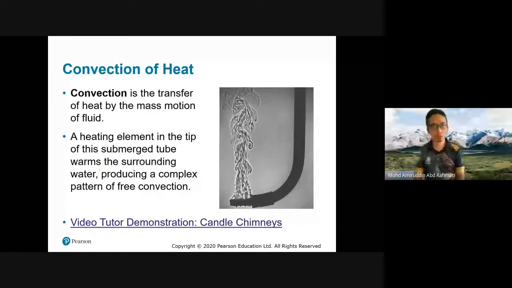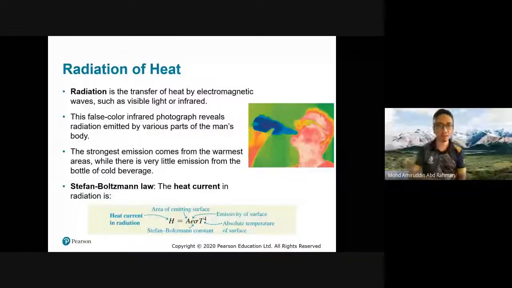Okay, the concept of convection I have already mentioned to you: the transfer of heat by the mass motion of a fluid. And then we have the radiation of heat. Radiation is by electromagnetic waves, such as visible light or infrared.